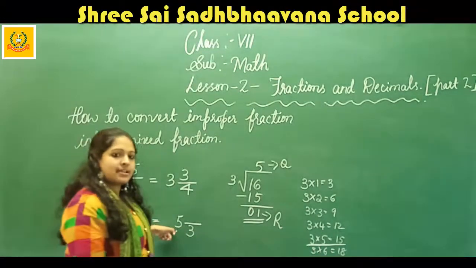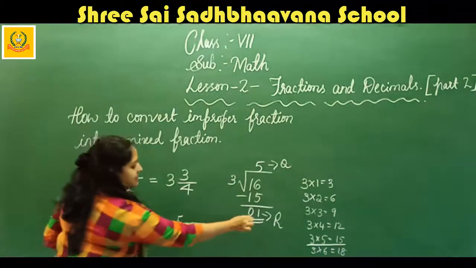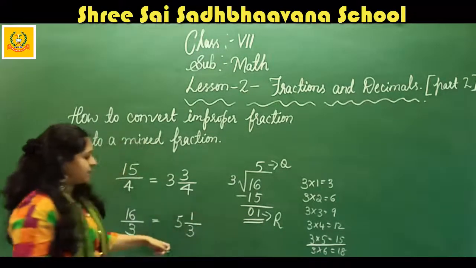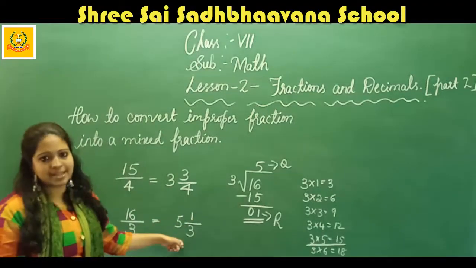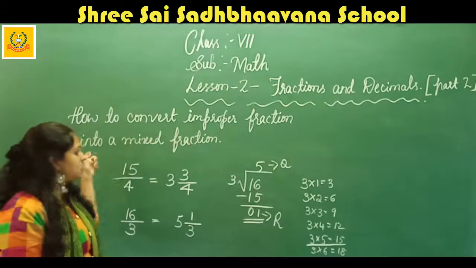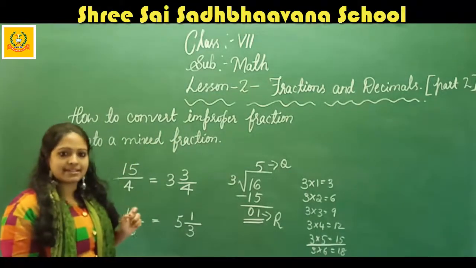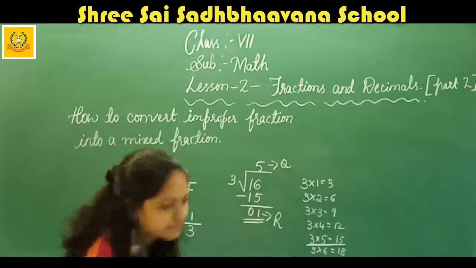Then what about the remainder? Remainder is nothing but the numerator. So I have to write the remainder as the numerator. So 5, 1 by 3. Understood, children? How to convert the improper fraction into a mixed fraction? I hope you have understood. Shall we see another case?